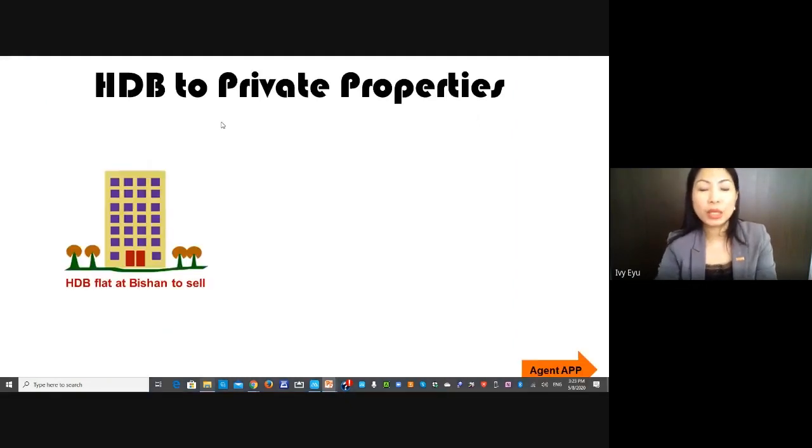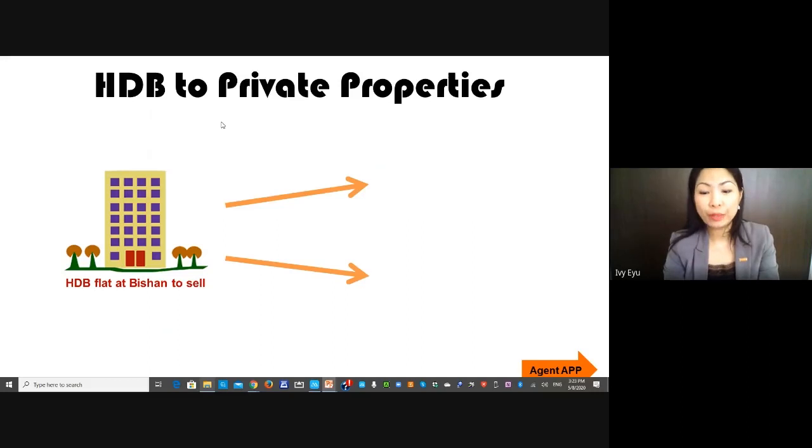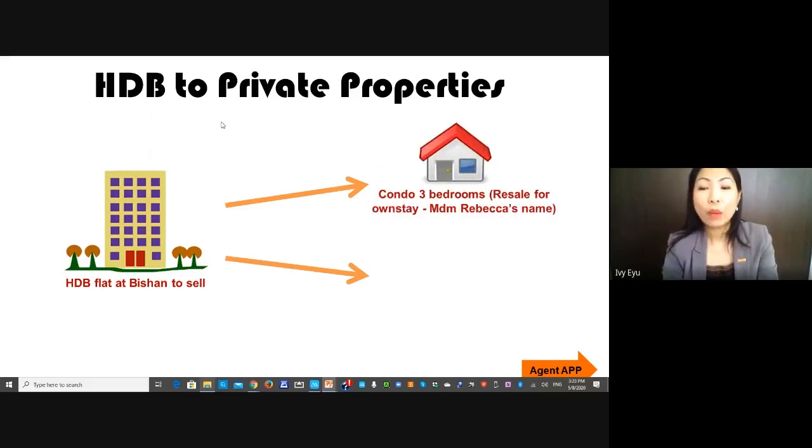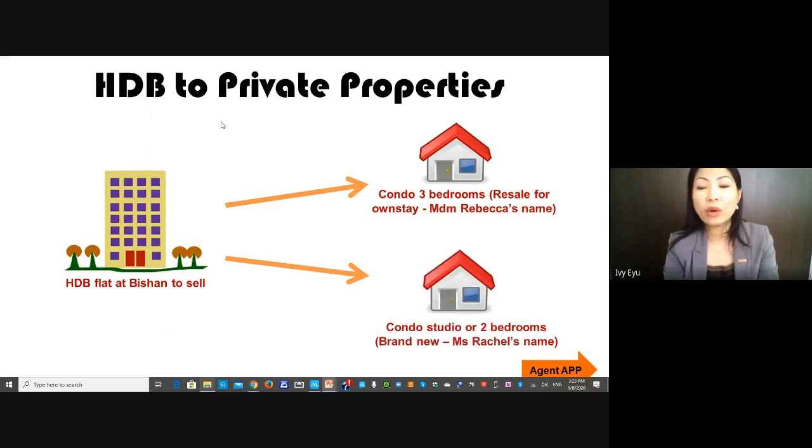So what I'll do is I plan it this way: sell away their HDB Bishan so that they can release 2 names. For the first name, the wife, I will suggest they buy a resale condo for their own stay. And I would suggest using their 26-year-old daughter's name, Rachel, to buy a new development. It can be a studio, 1-bedroom, or a 2-bedroom, depending on their preference.